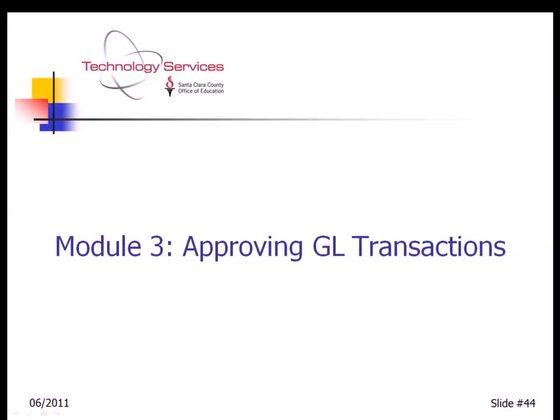Welcome to Module 3. In this module, we will discuss how to approve GL transactions. These include journal entries, cash transfers, cash deposits, and budget transfers. So far, we've discussed creating unapproved journal entries. I've purposely delayed discussing the approval process until this module since we need some new unapproved journal entries to approve.